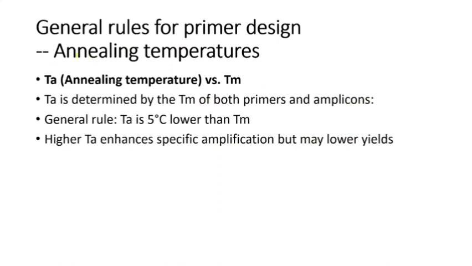And the last rule is the annealing temperature. When the primer is designed, you will usually get it from a company. I only get it from a company; I have not synthesized any primer in my lab. From the company, the Tm will be marked. From the Tm only, we will find out the annealing temperature. Usually the annealing temperature, Ta, will be 5 degrees lower than the Tm. Ta is determined by the Tm of both primers.